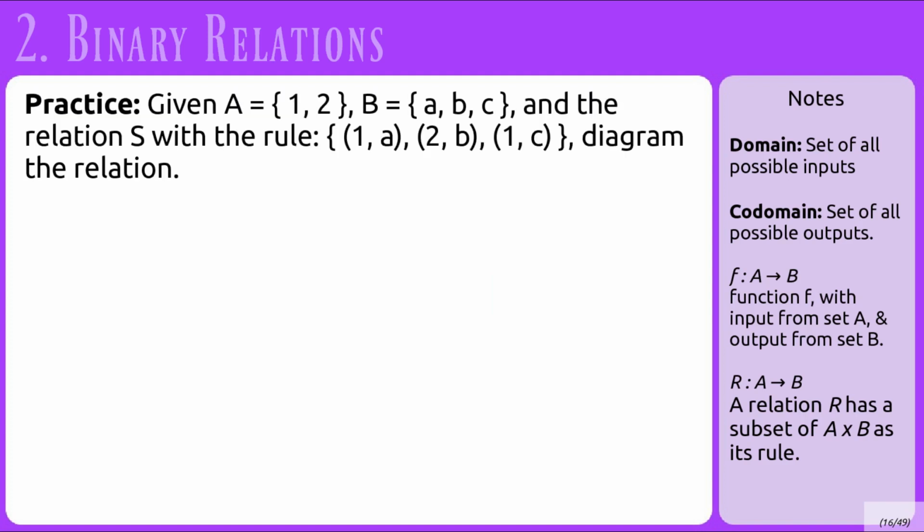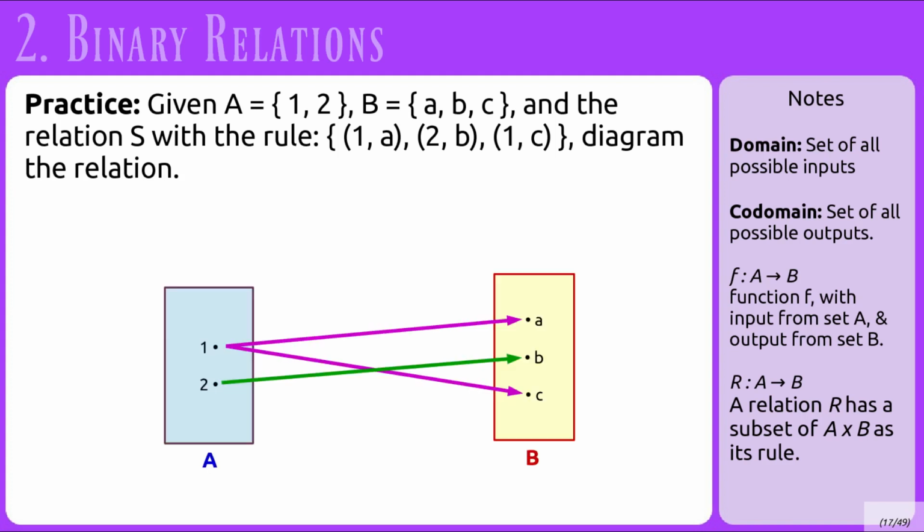So now let's practice. Given those same sets, A is 1, 2, and B is A, B, C, and the relation S with the rule 1 to A, 2 to B, and 1 to C, diagram this relation. This is what your relation diagram should look like.